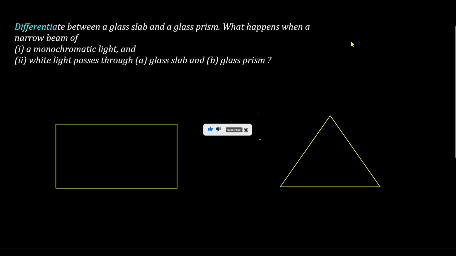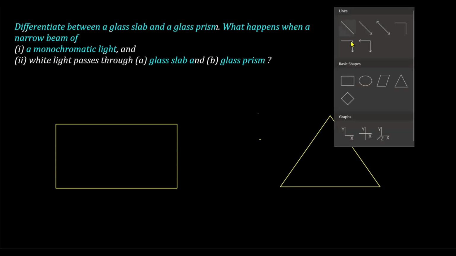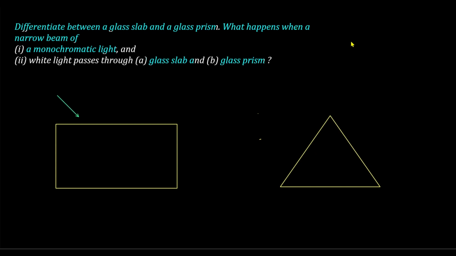We have one question here: find the difference between a glass slab and a glass prism, and the later part is what happens when a narrow beam of monochromatic light and white light enters a glass slab and glass prism. So let's begin with the monochromatic light. Let's say I take one incident ray striking the glass slab. First I've taken a glass slab.